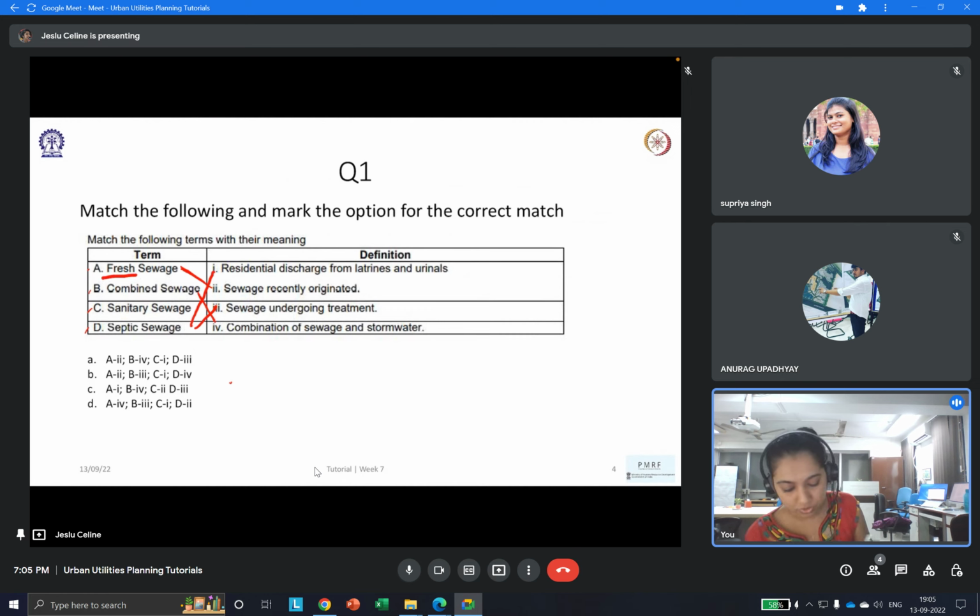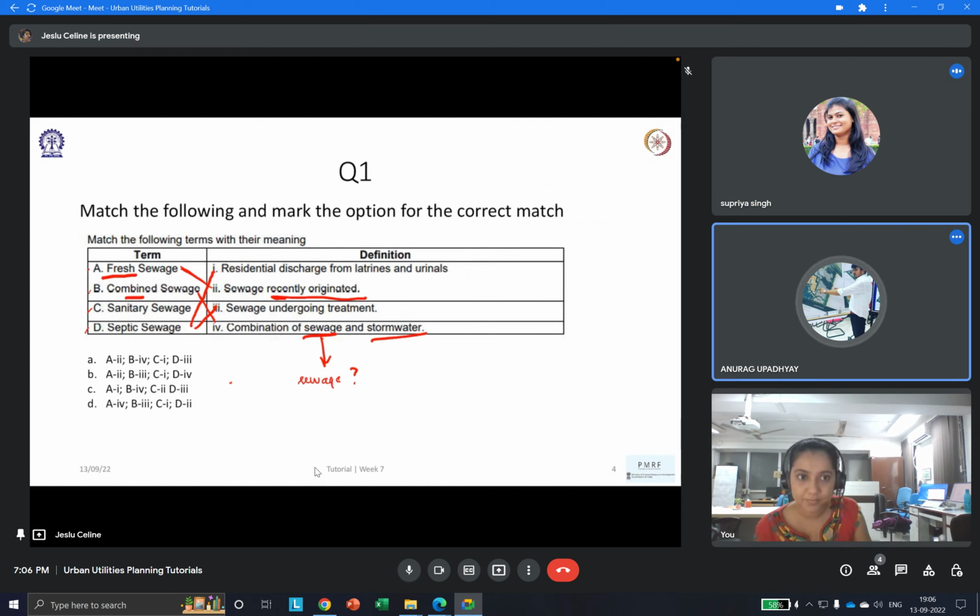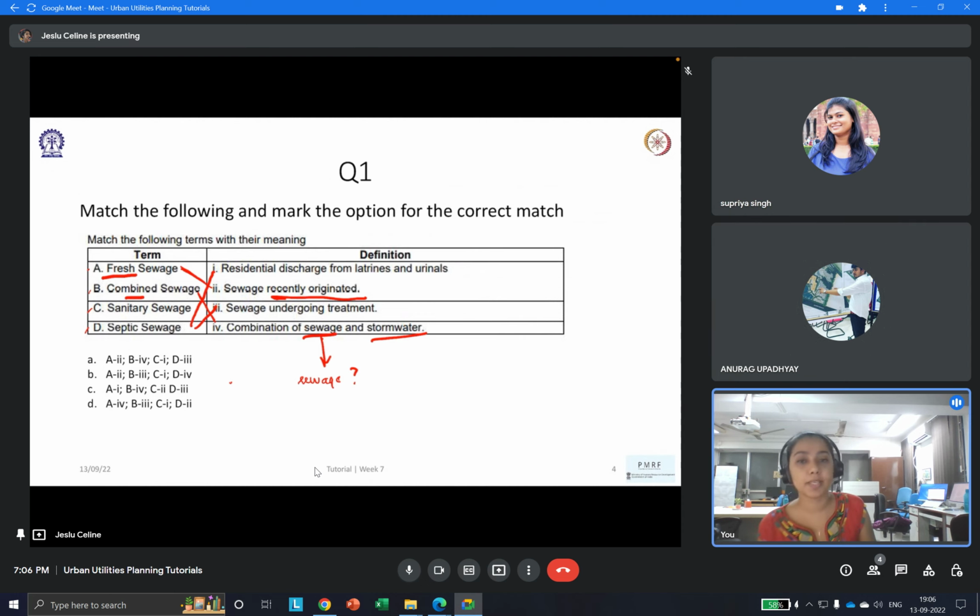So it makes sense. You have the fresh sewage which will be your recently originated. That's why it's called fresh sewage. Then you have combined sewage which will have both, that is a combination of sewage and stormwater. So what is sewage, by the way? Any sort of liquid waste or liquid mixed with some slurry. Exactly. So basically, all kinds of liquid waste come under sewage. In our discussions about sanitation, we are mainly talking about waste from urinals, latrines, washrooms, etc.